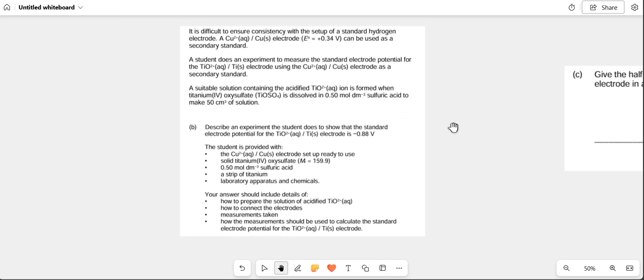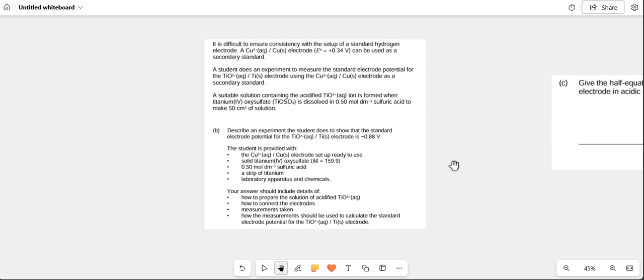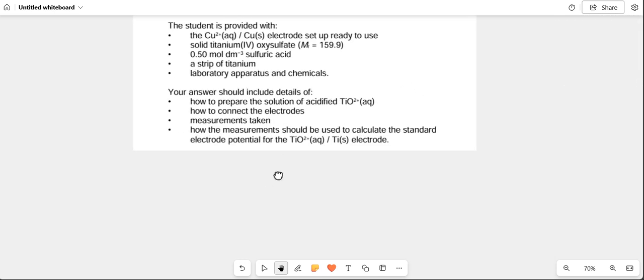Part B is saying it is difficult to ensure consistency with the setup of a standard hydrogen electrode. Your answer should include details of how to prepare the solution of acidified TiO2+. So how do we prepare the acidified solution? Let's find out how much mass we need to add first.